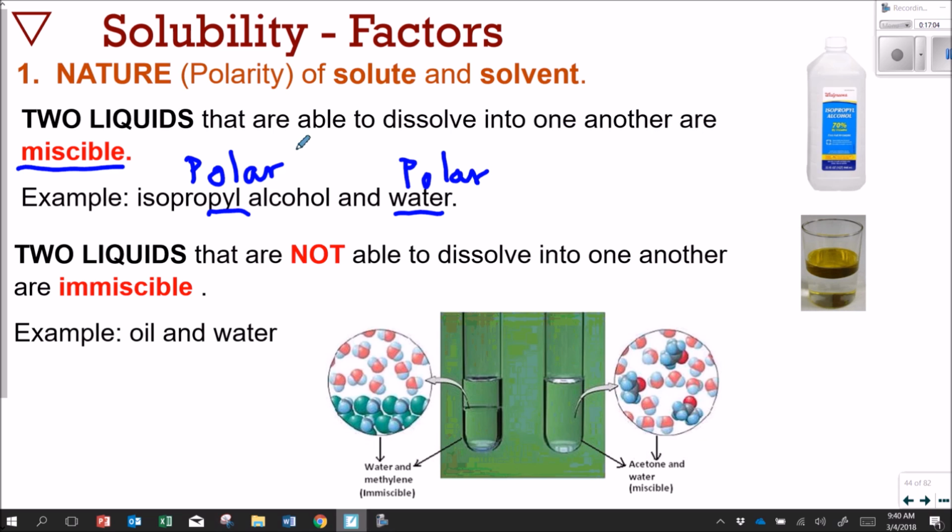Two liquids that are not able to dissolve into one another are called immiscible, which means that one has to be polar and one non-polar. So again, in our example of oil and water, since we know that water is polar, oil has to be non-polar. And we can see that in the picture here. Water and methylene are immiscible. They form two separate layers. Acetone and water are miscible. We form one uniform layer.